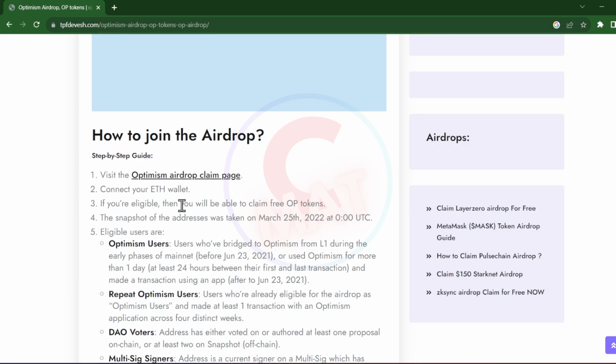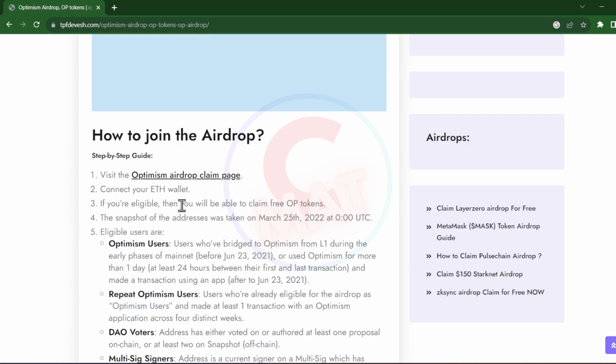Connect your ETH wallet. You have to be connected to your ETH wallet, which means your MetaMask wallet, and if you are eligible, you will get free OP tokens through their Optimism airdrop. The snapshot of the addresses was taken on 25 March 2022 at 00:00 UTC, for the users who were eligible for their airdrop.